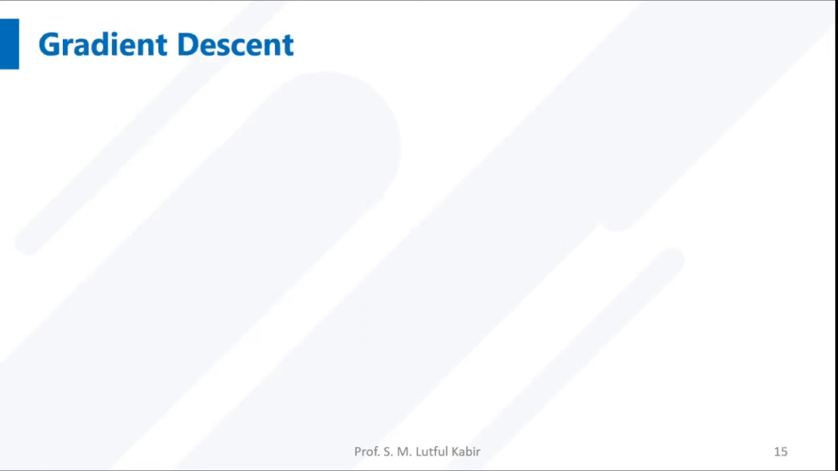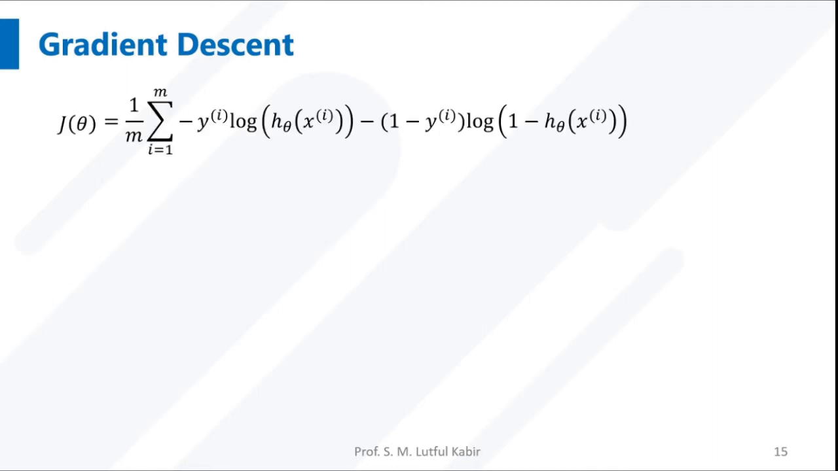So let us recollect the gradient descent algorithm. For logistic regression, we also apply the same algorithm as we applied for linear regression. So this is our equation for logistic regression, and for linear regression the equation is different. So this is J theta, where each sample cost is summed together and finally we take the average.